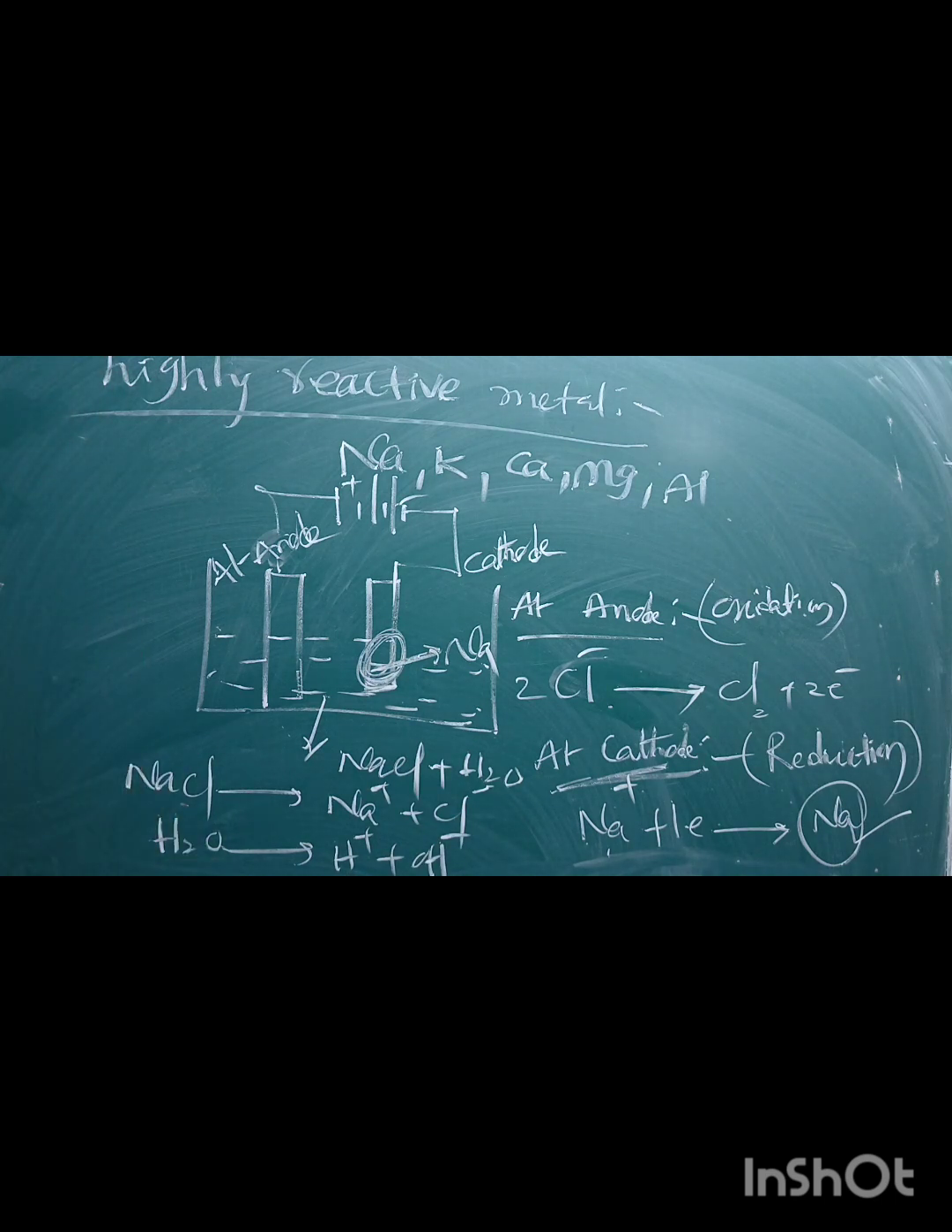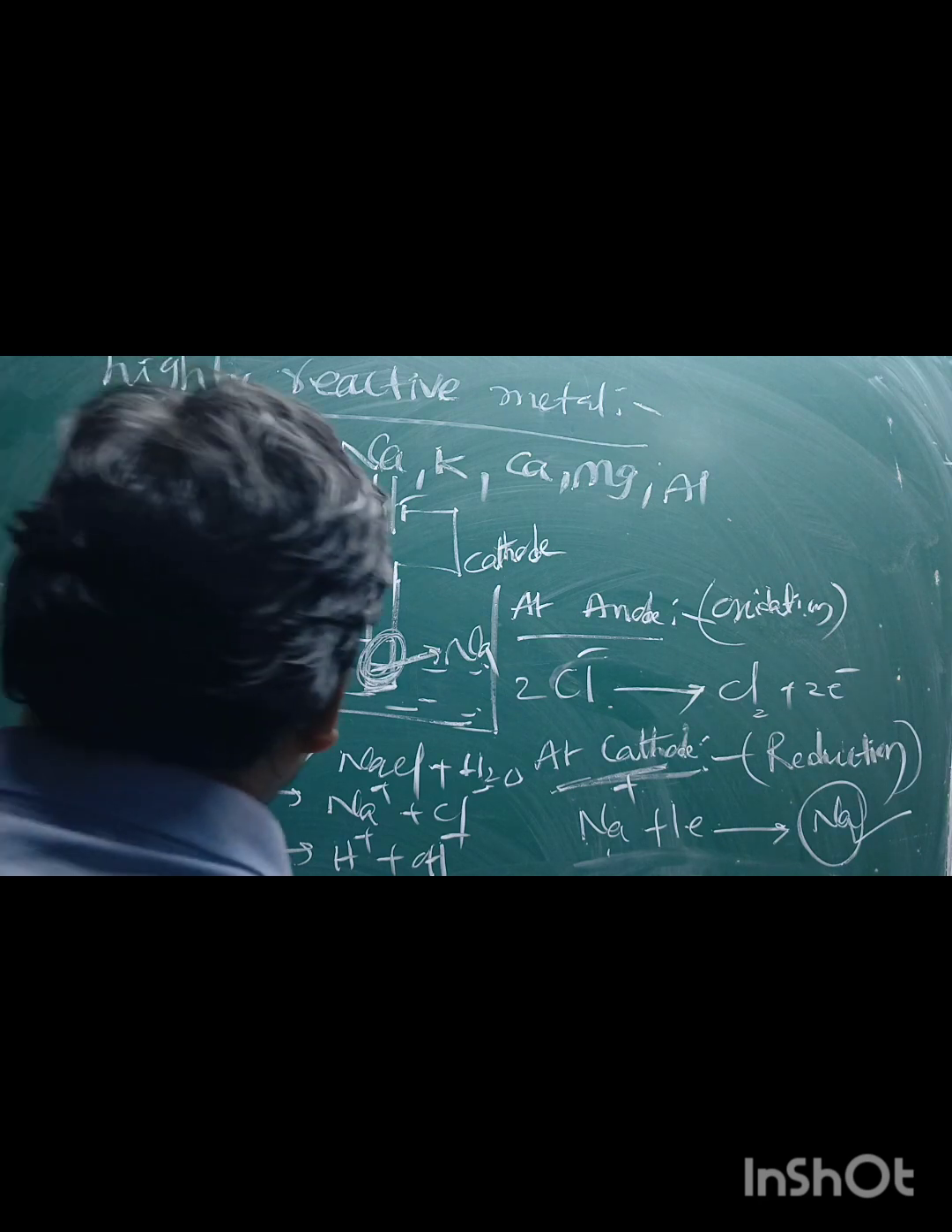This is information about how to extract highly reactive metals by using the electrolysis method like this. Electrolytic refining, highly electropositive metals like this. This is information about how to extract. And finally, the third one is refining or purification of the metals.